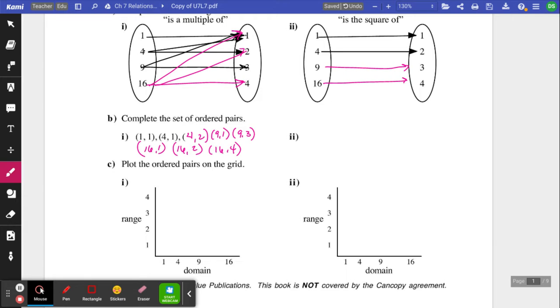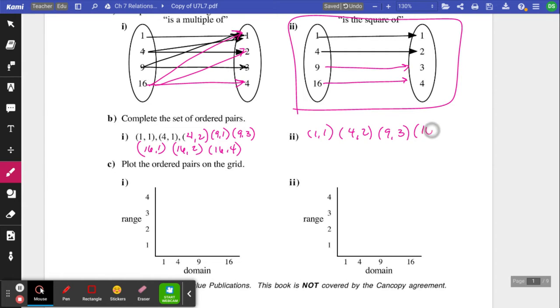Okay, what is number 2? If I put these in ordered pairs over here on this side, what would you say? 1 and 1. Yep. 1 and 1, 4 and 2, 9 and 3, 16 and 4. Now, one of these relations is going to be a function, and one is not.